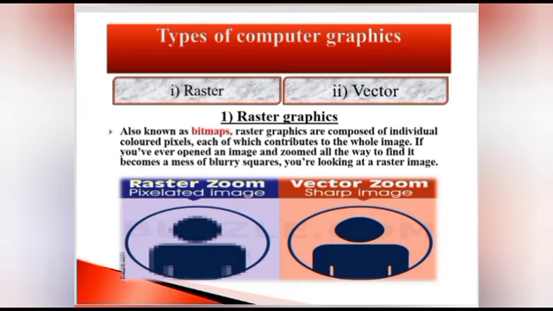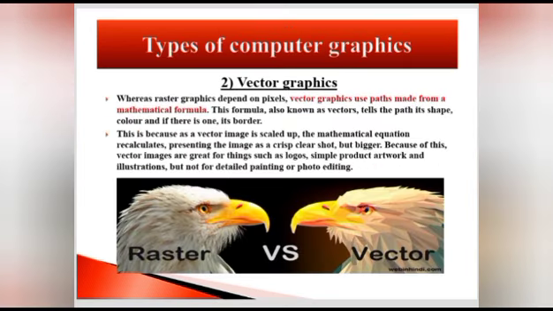Raster graphics, also known as bitmaps. Raster graphics are composed of individual colored pixels, each of which contributes to the whole image. If you have ever opened an image and zoomed all the way in and found it becomes a mess of blurry squares, that means you are looking at a raster image. Second one is vector graphics.